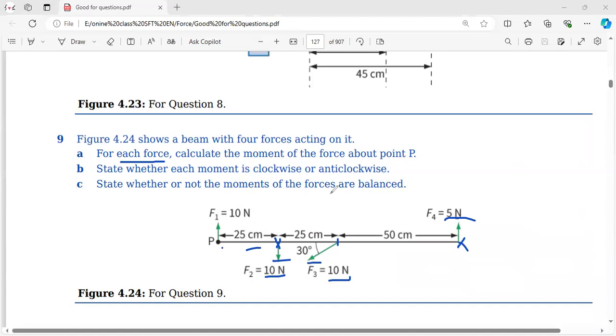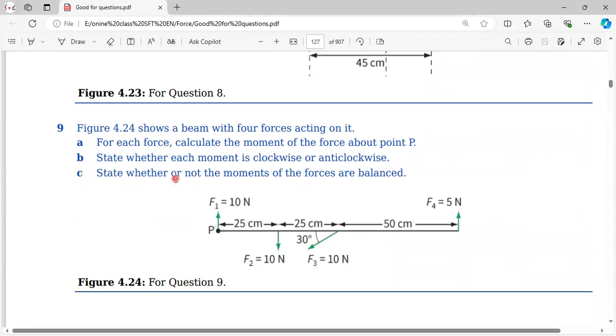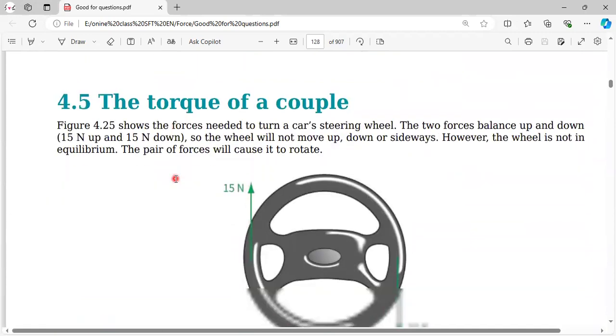Whether or not the moments of the forces are balanced, you can check this one, right? How to check whether these two sides are balanced? Considering one point, the clockwise sum should be equal to the anti-clockwise sum. If these two sides sum up to the same answer, then this is a balanced system, right?